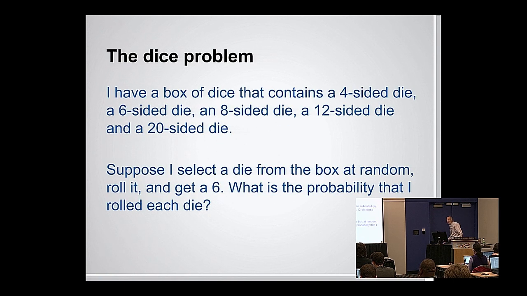Okay, so moving on from cookies, we're going to get to dice. From dice, we're going to get to trains, and then German tanks. That's where we're headed. Imagine that I have a box of dice, and if you've ever played Dungeons and Dragons, you know what I'm talking about. You have a 4-sided die, a 6-sided, 8-sided, 12-sided, and 20-sided die. So I pull out a die, I don't let you see what it is, I roll it, and I report to you that the outcome is a 6. And your job is to guess which die it was that I rolled. Okay?